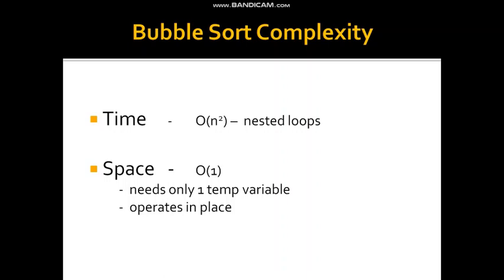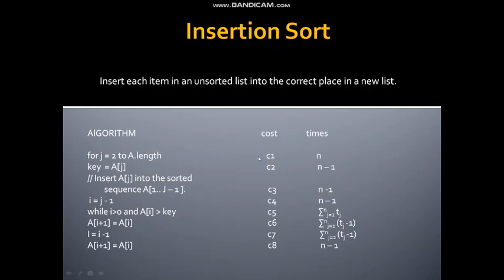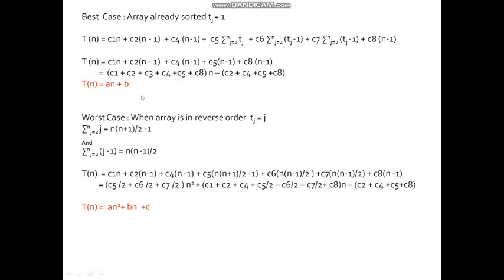Our next sorting algorithm is insertion sort. In insertion sort, we insert each item in an unsorted list into the correct place in a new list. So this is the algorithm for insertion sort. Similarly to bubble sort, we write the cost and time of each statement here and calculate the time equation.